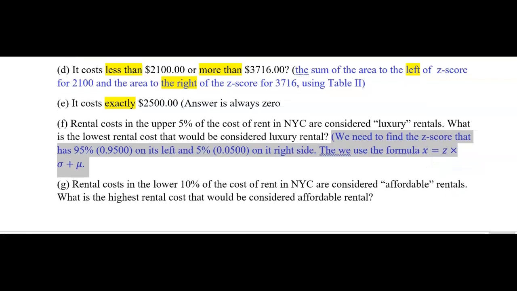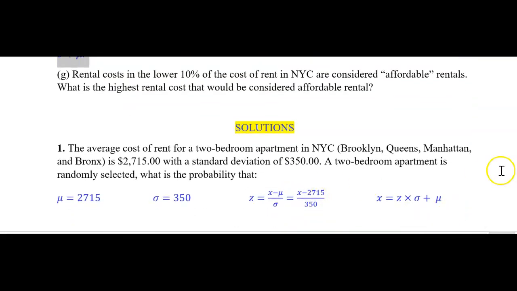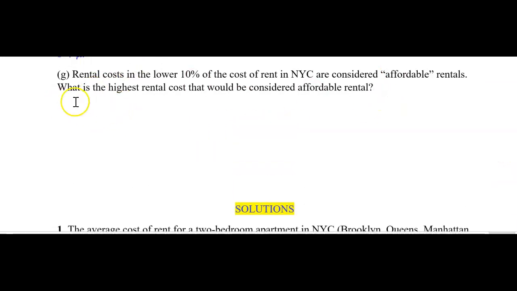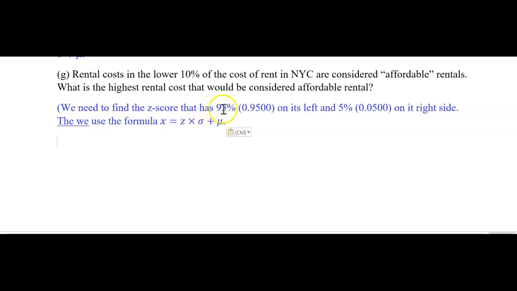Similarly, that's on the right side. Upper means on the right side of the curve. It's on the right tail end, right? Similarly, for the lower 10%, we need to find a z-score that has 10% on its left side and 90% on its right side. Then we use the formula to find it, right? Because it says lower, affordable, in the lower 10%.